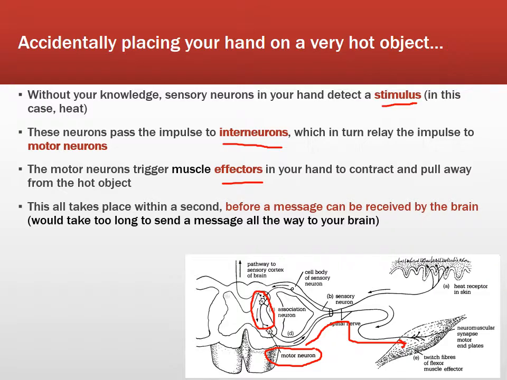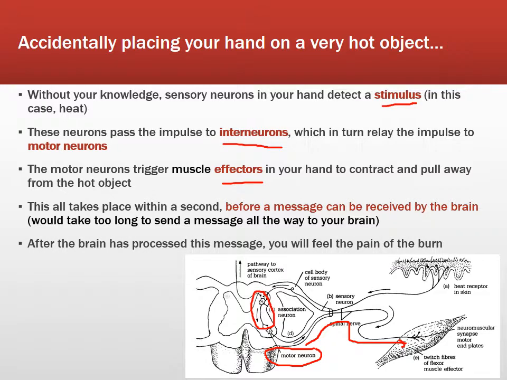And this all takes place within a second before a message can be received by the brain. So if you had to take that message, okay, so you put your hand on something hot, you put it on the burner, and that message had to go all the way to your spinal cord, up to your brain, and the brain says, ouch, that's hot, please remove it. That message would get sent back to your motor neurons and then would tell your muscles to contract to pull away. If you did all that, a lot of times your hand would be burnt before you could actually get it off there. So in a way, it's very good that we have these reflex arcs because they cause us to make these things happen faster.